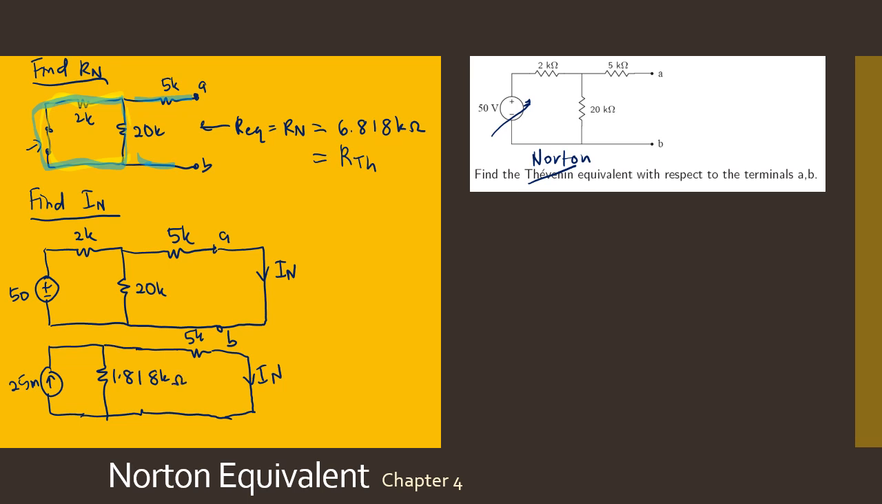Okay, and then you can do the current divider. In order to find the Norton current, you need the source 25 milli and the opposite resistor, divided by 1.8k plus this 5 kilo here, and then equal to 6.666 milliampere. Okay, so this is the Norton current.